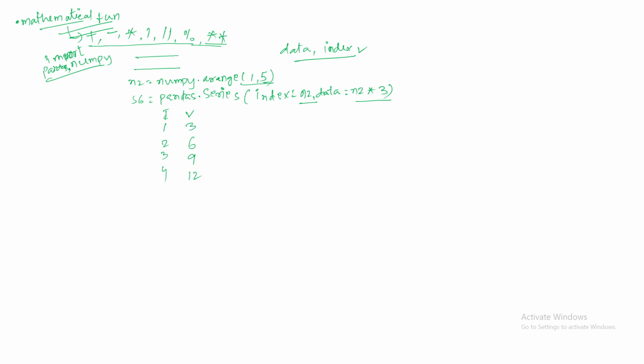If we write this data places n2 double star 2, then what happened? Double star 2 means power: 1 square, what will come? 1, 2 square is 4, 3 square is 9, 4 square is 16. Okay, these are the mathematical functions we can use.